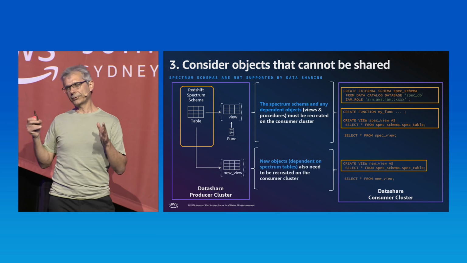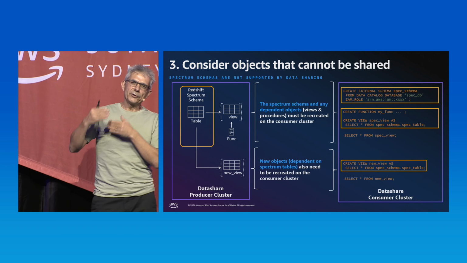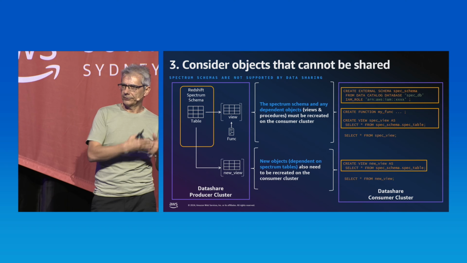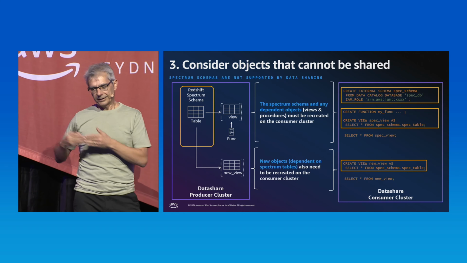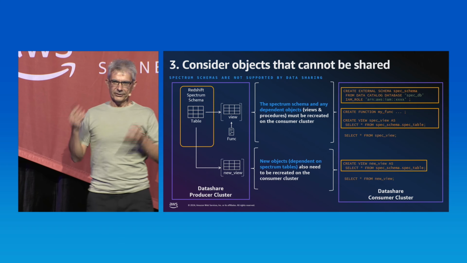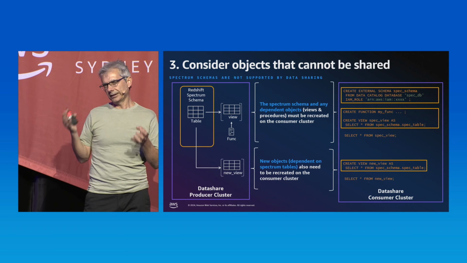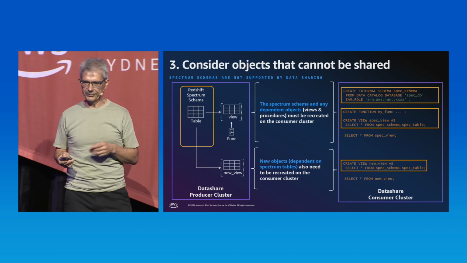But it also introduces an interesting synchronization challenge. So what happens when a new view is created on a Spectrum table on the producer cluster? Then of course you can't access this view on the consumer cluster until it's created. So there's a synchronization challenge here on how to synchronize the consumer and the producer, and we'll see how we do that in just a couple of slides.